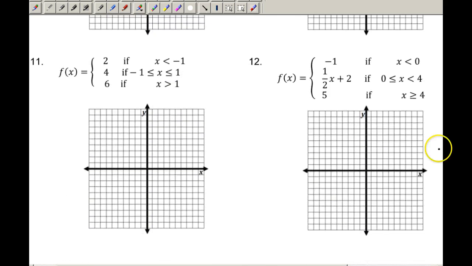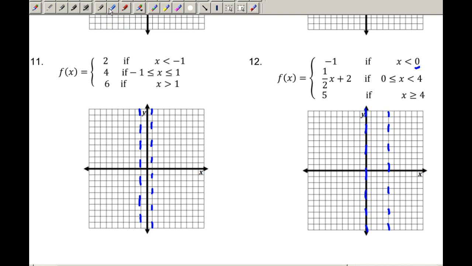Some of you notice how over here there's 2 of them. So there's a boundary line at -1 and at +1. This is very similar to what we did in the homework, the notes. Same thing over here. We have a boundary at 0 and at 4. One, 2, 3, 4.